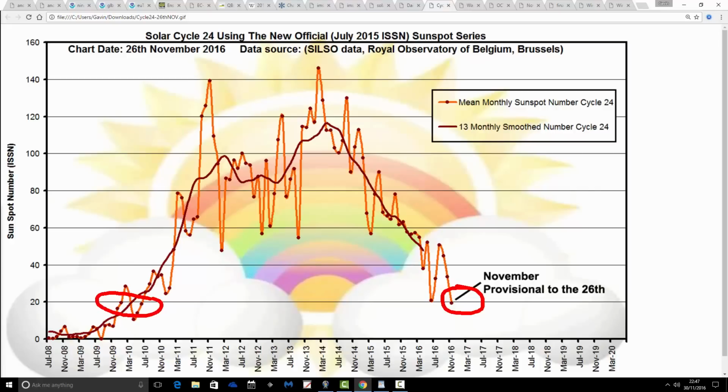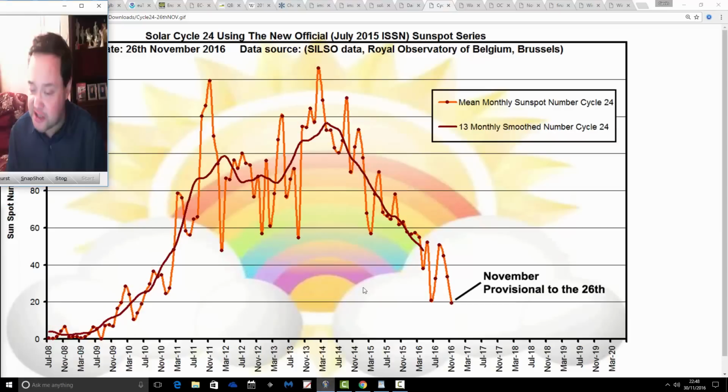But the one big difference is that in 2010, we were coming out of solar minimum. We were moving upwards from solar minimum and gradually increasing activity very, very slowly. Whereas now, we are declining out of solar maximum, which occurred just there at the start of 2014. We're in the declining phase of the solar cycle.